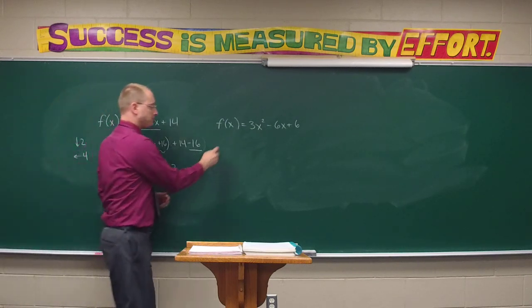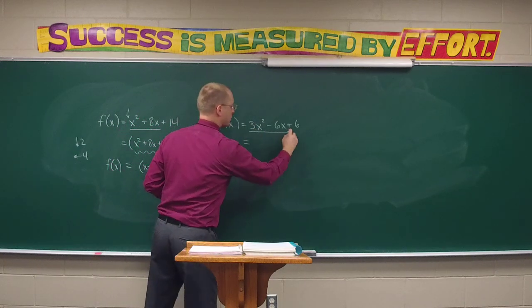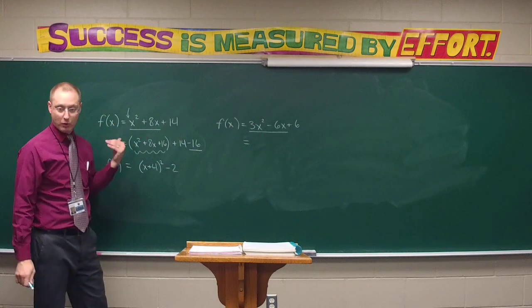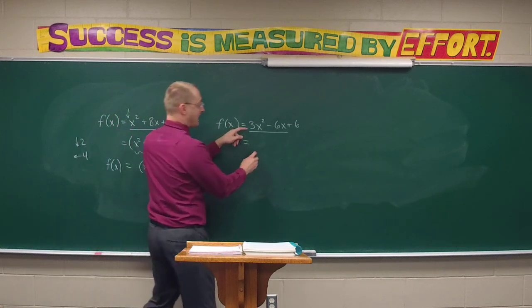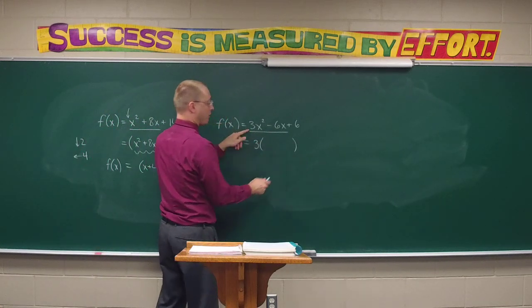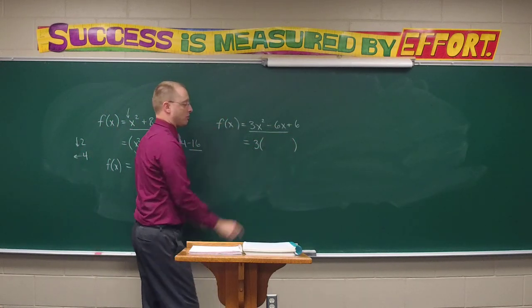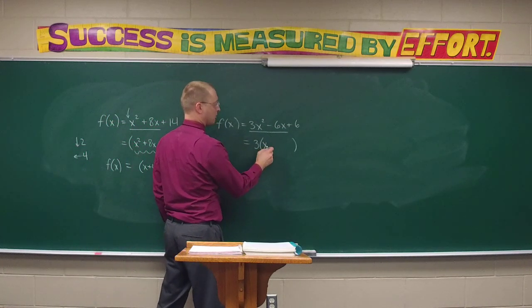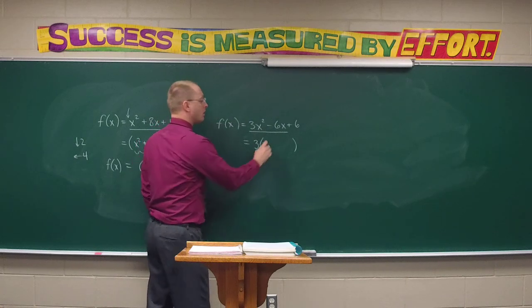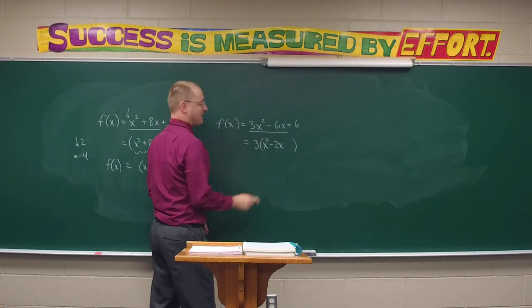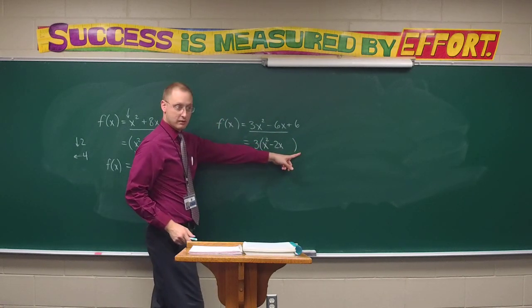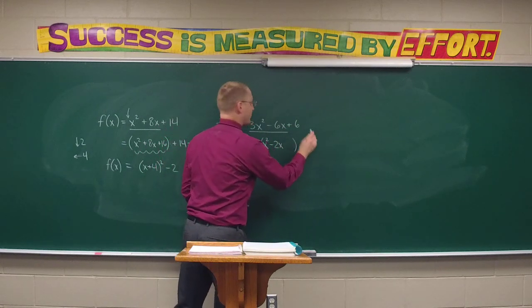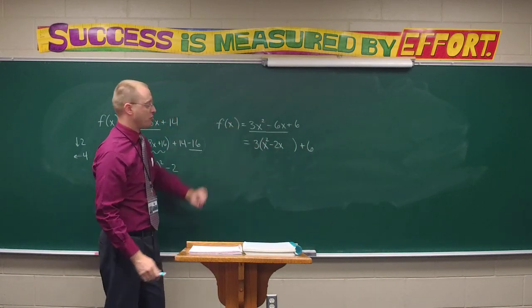Coming over here, I look just at the first two terms. What do I have to pull out, class? The 3. You cannot have a number before the x squared, so we pull it out. When we pull it out of the first two terms, what's left in the parentheses, Brandon? x squared minus 2x. And then what do I do with the plus 6, class? You don't pull the 3 out of it. It's just a plus 6. You were only looking at the first two terms.